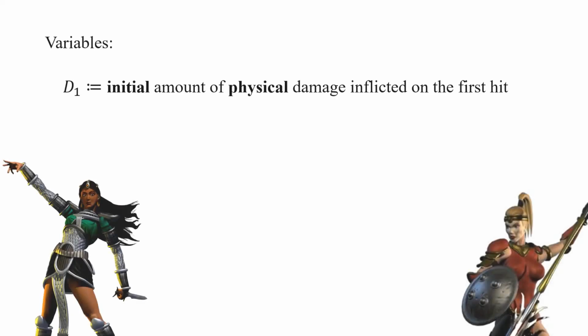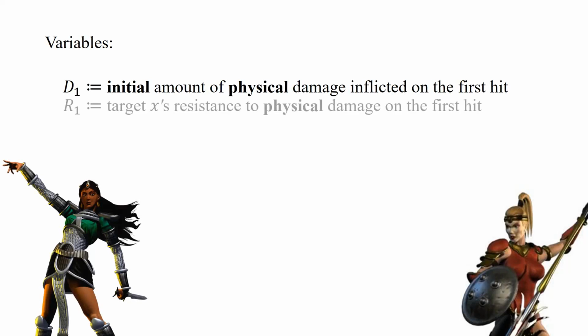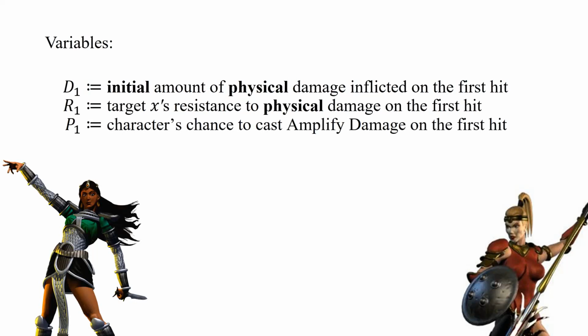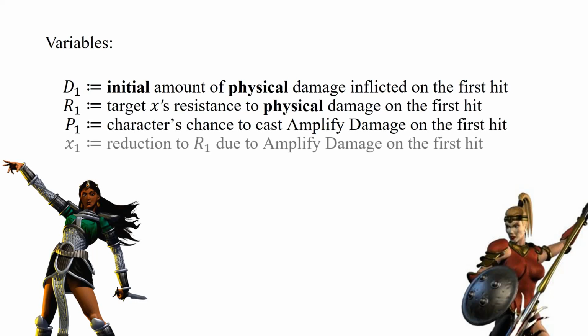So let's focus on the first iteration, that is the first attack, the first hit in that sequence. Well, what are the variables we're concerned with? Well, the initial amount of physical damage inflicted on that first hit is one of them. We're also interested in the target X's resistance to physical damage on that first hit, right? We're interested in the character's chance to cast Amplify Damage on the first hit. And we're interested in how much Amplify Damage reduces the target's resistance to physical damage.